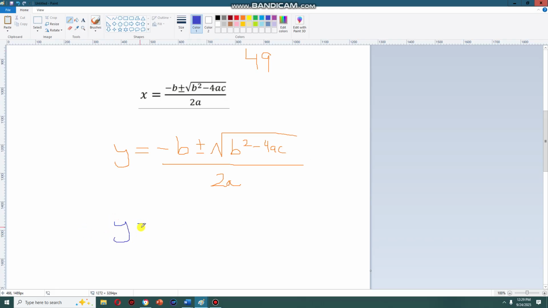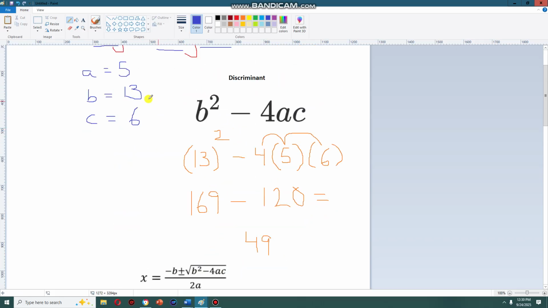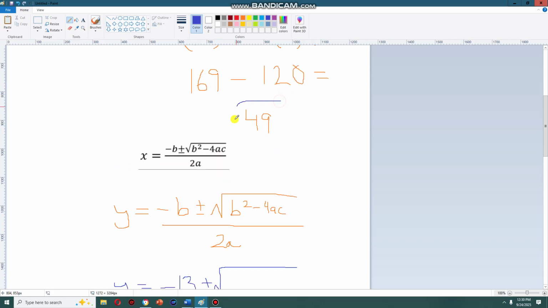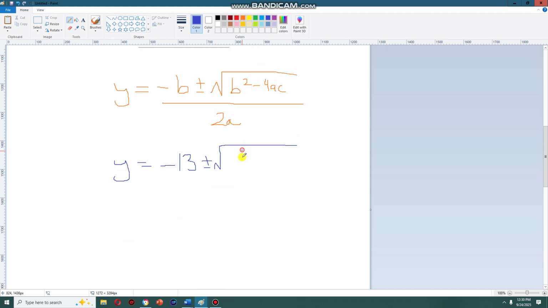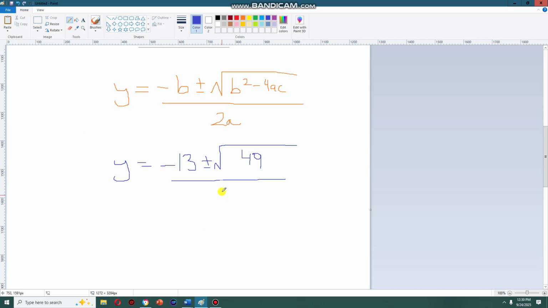Y, and again I'm using y because this equation says y. Okay? That's why I'm using it. Minus b. What is my b equal to? B is equal to 13. So it's minus 13 plus minus the square root of b squared minus 4ac. Hey, that's the discriminant. And we found it. We knew that our discriminant is 49, so I'm just going to put 49 over here. You see? Simplifies a lot of things. All divided by 2 times a. 2 times 5 is 10. Okay, easy peasy. Let's continue on.